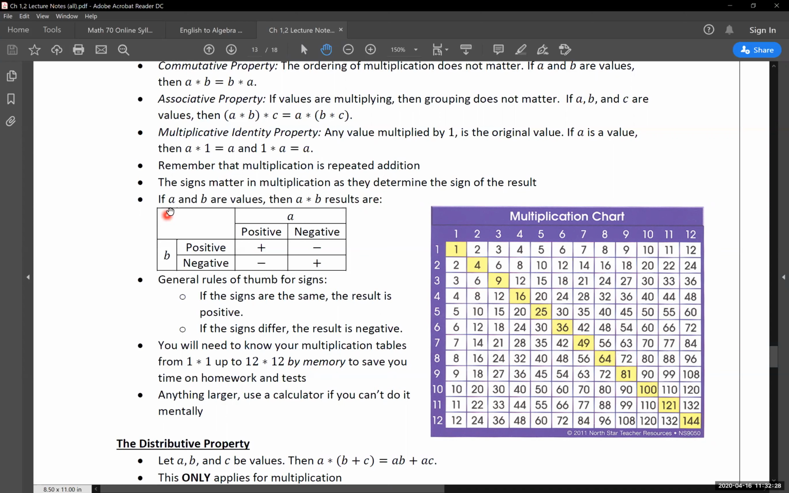So if we are going to assume that A and B are values, again, choose whatever number you want, then the A times B results are going to be the following. If A is a positive value and B is a positive value, then a positive times a positive gives us a positive result. If A is positive and B is negative, we're going to get a negative result. If A is negative and B is positive, then it's going to give us a negative answer. And if A is negative and B is negative, the result is going to be positive.